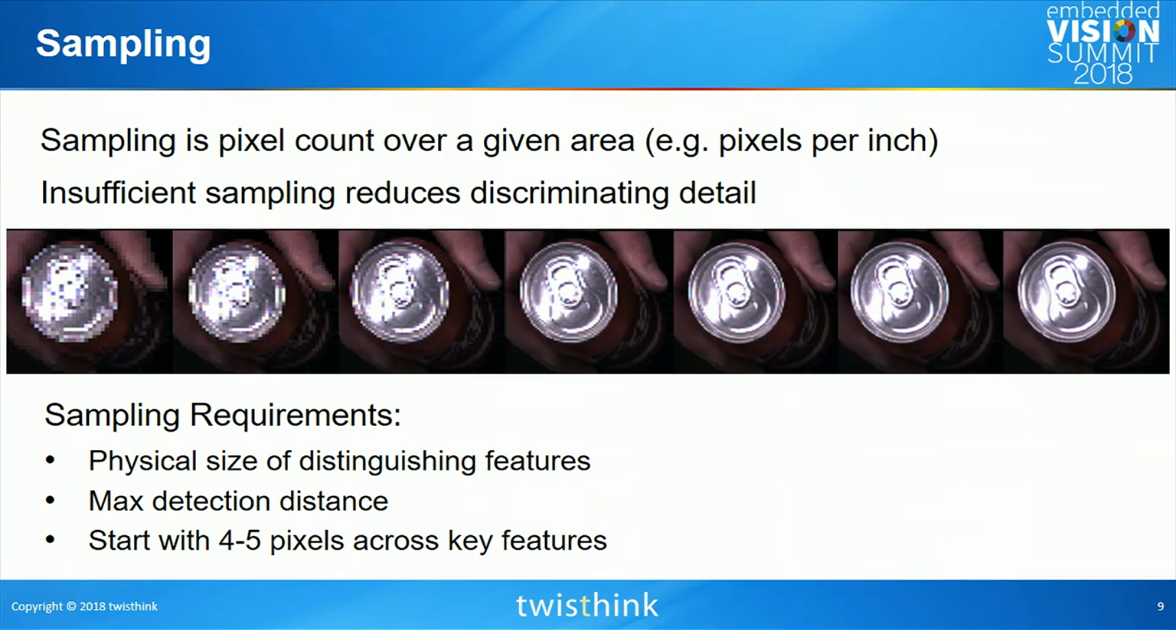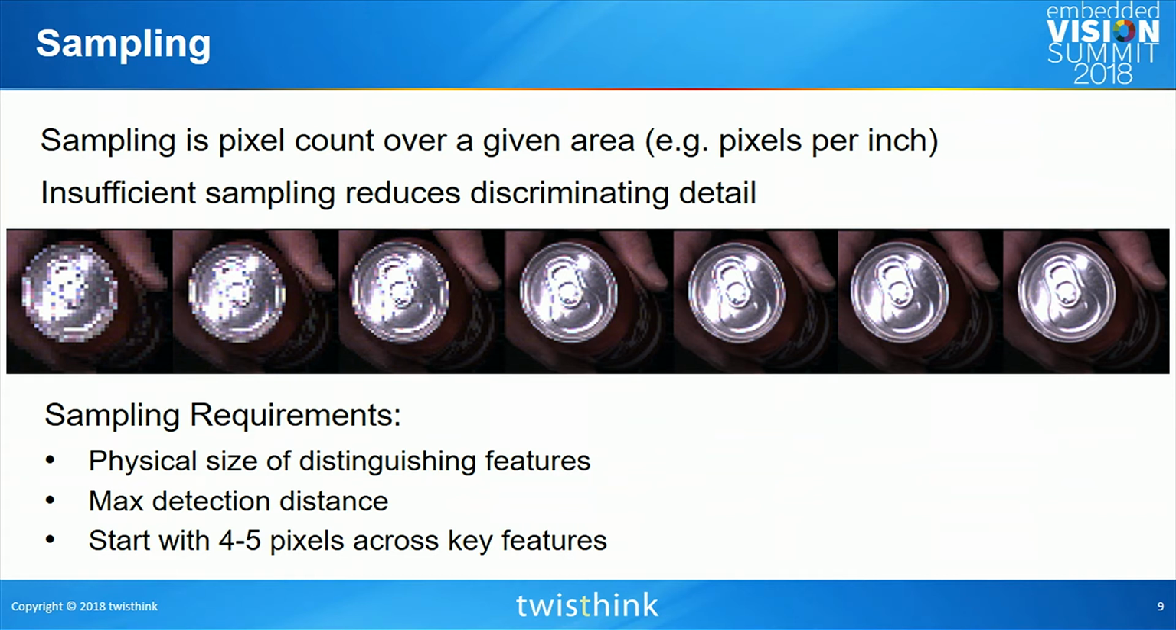Now, in some cases, especially with deep learning and machine learning, you may not know what your distinguishing feature is. In this case, it's just best to oversample, and you can always decrease sampling digitally. And then once you have an algorithm in place, you can do a sensitivity study to understand how that resolution affects the performance of the algorithm, or how the algorithm performs with different resolutions.